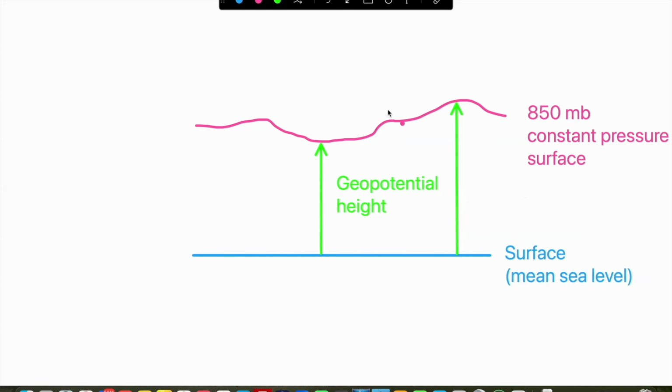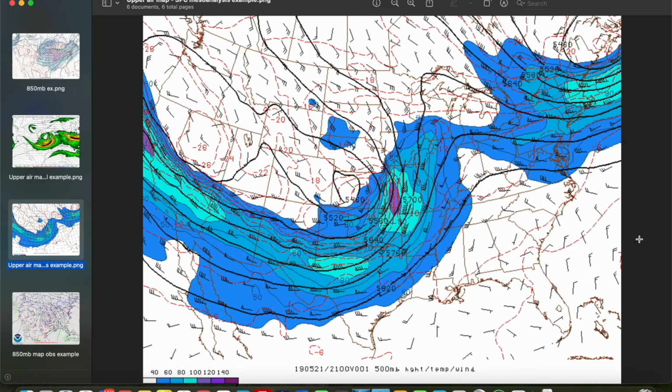We're going to see variations in geopotential height of the 850 millibar surface, and that's what manifests itself as troughs and ridges on upper air maps. And when you hear meteorologists say height rises or height falls, they're referring to changes in geopotential height over time. So that's what makes geopotential height a useful variable for analysis on upper air maps.